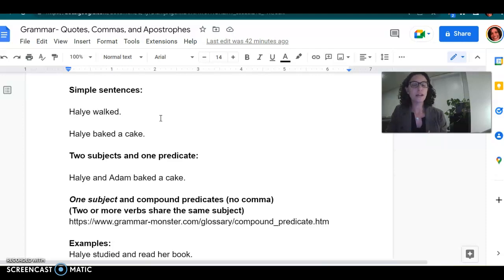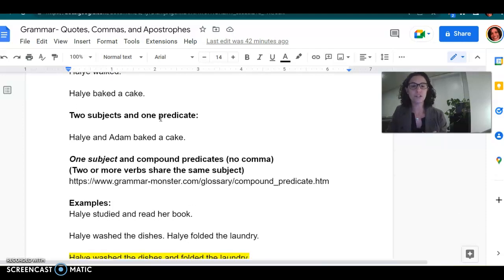Pretty simple. When we start getting two subjects in the sentence and one predicate, things get a little bit more complicated. Here I've inserted my son because he also really loves to bake. So Hallie and Adam baked a cake. Don't need a comma there at all, right? Seems really clear? With me so far? All right, let's keep going.